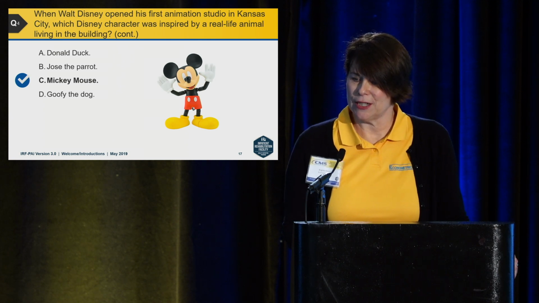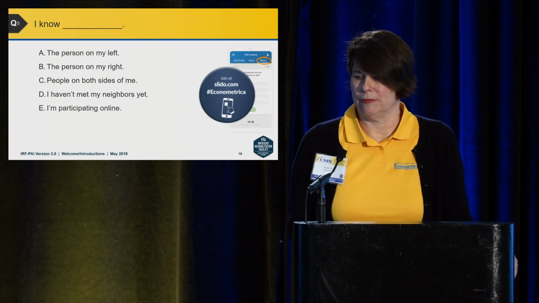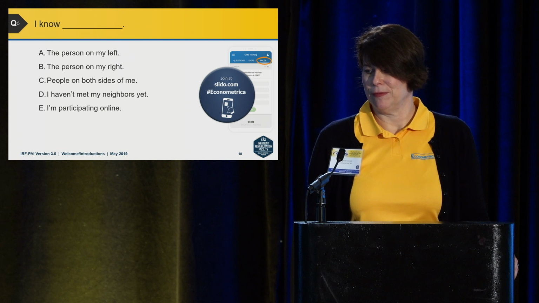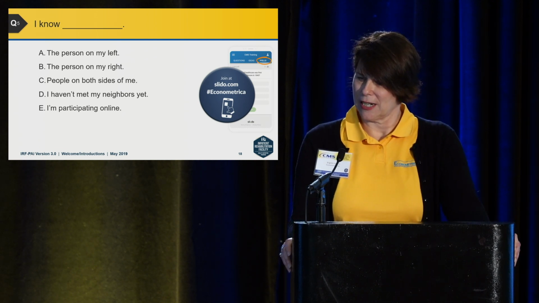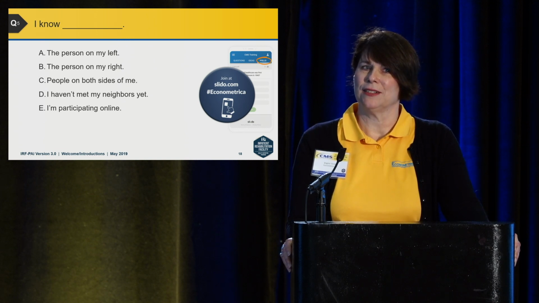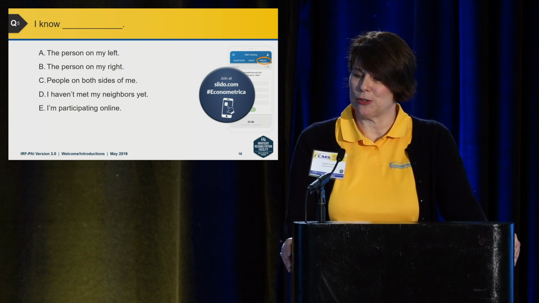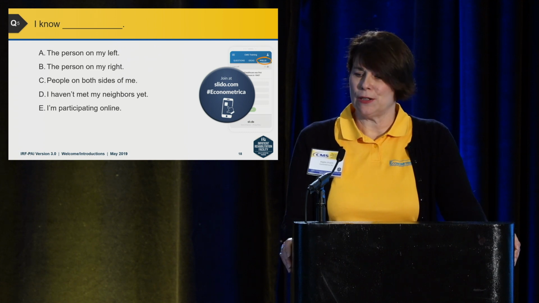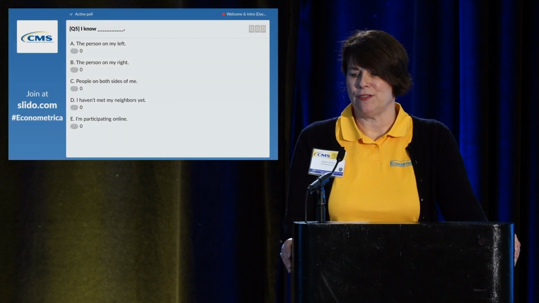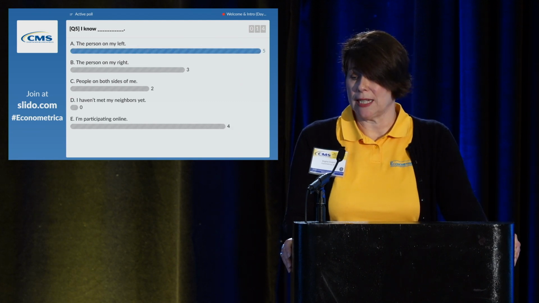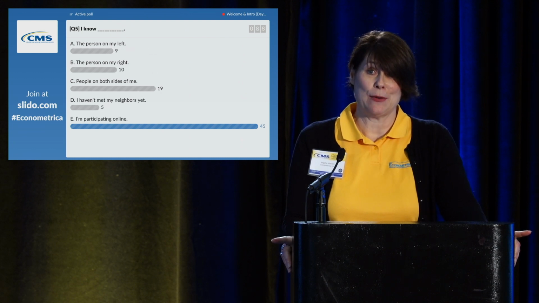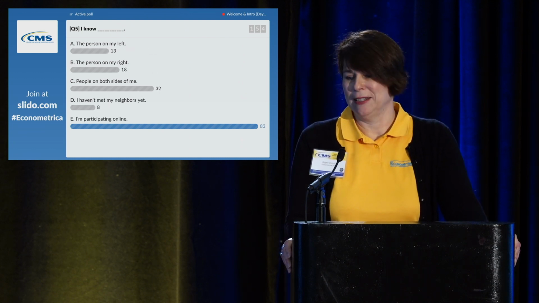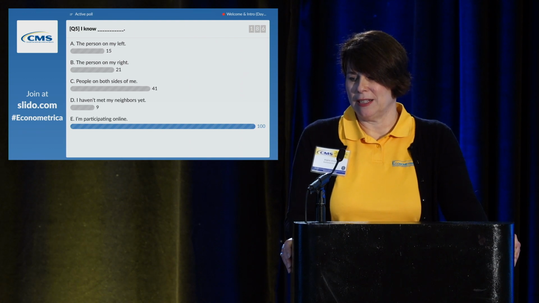All right, we have one other type of question. Oh, well, this is a question that I'm just going to check. I think you can type the answer in. No? Oh, wait, sorry, this is a multiple choice. I know A, the person on my left, B, the person on my right, C, people on both sides of me, D, I haven't met my neighbors yet. This is a great opportunity to network, by the way, just a plug for that. And E, I'm participating online.